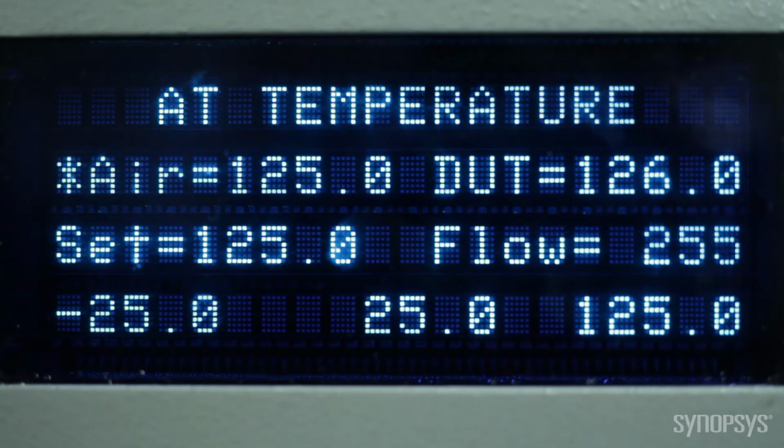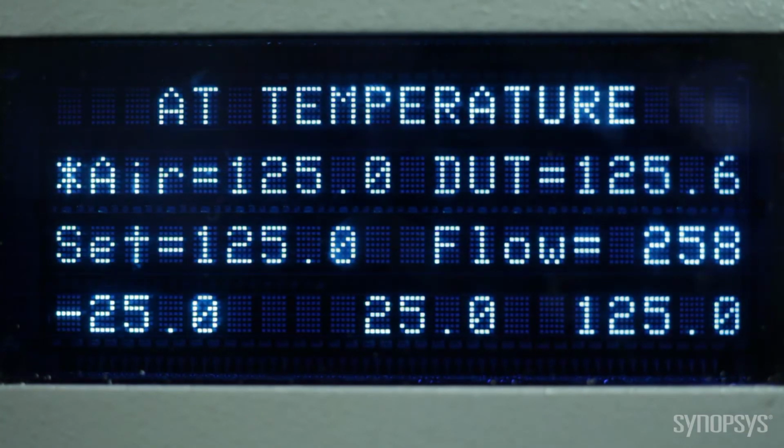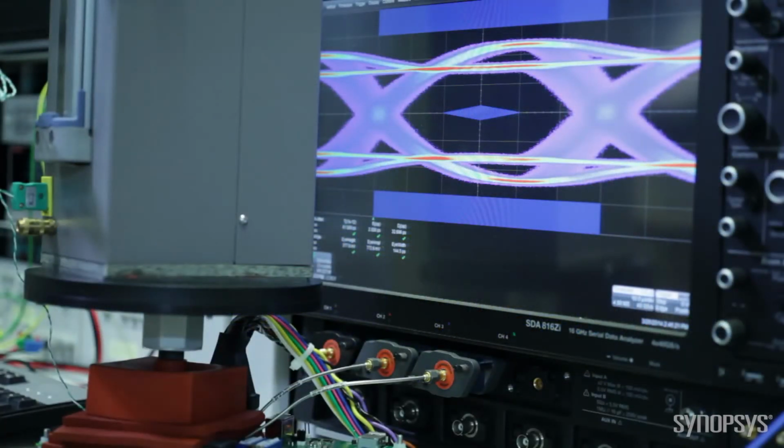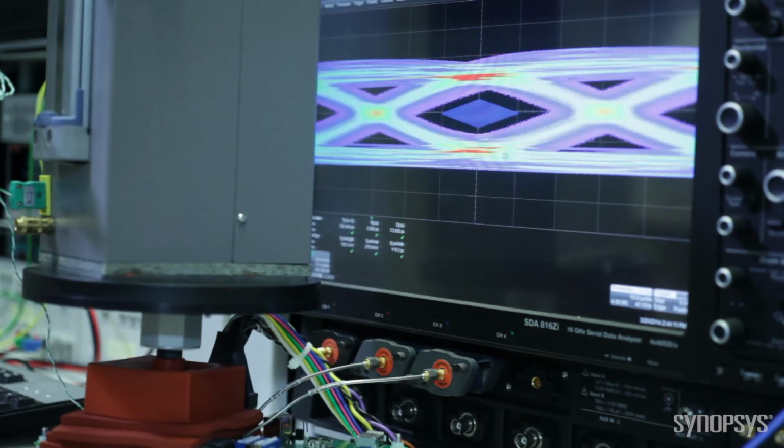Now we'll turn up the thermal stream and bake the part to 125 degrees C while turning down the voltage supplies. And here is the near-end eye. No surprises here. On the far end, the eye shrinks, but we still have margin relative to the spec, showing that we have excellent performance across voltage and temperature conditions.